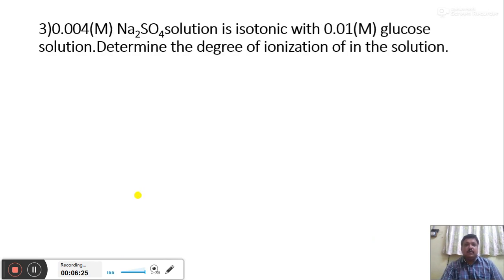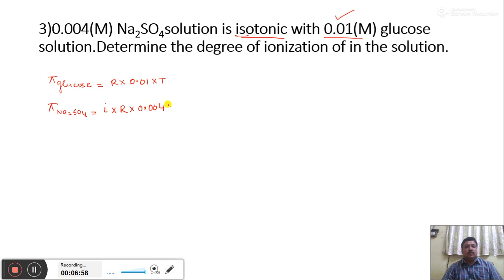My third problem is: 0.004 molar Na2SO4 solution is isotonic with 0.01 molar glucose solution. Determine the degree of ionization of the solution. Now pi of glucose is R into C, 0.01, into T. The concentration of glucose is 0.01 molar. And pi of Na2SO4 is Van 't Hoff factor i into R into 0.004 into T.